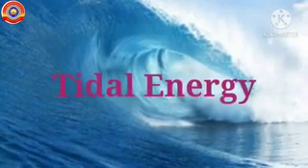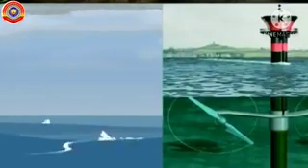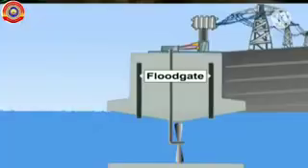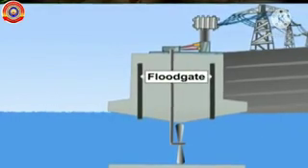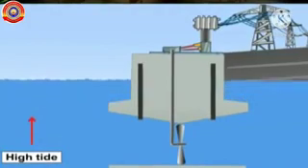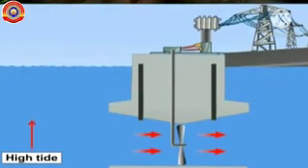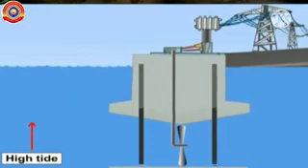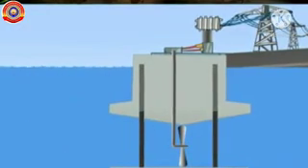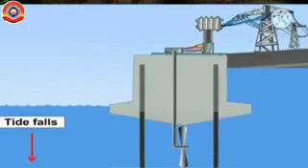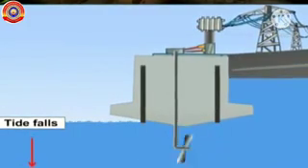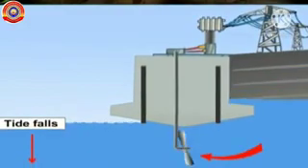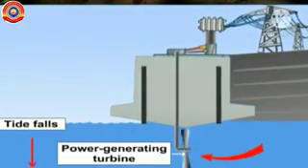Tidal energy. Oceanic tides can be used to generate electricity. Floodgate dams are built across inlets. During high tide, water flows into the inlet and gets trapped when the gate is closed. After the tide falls outside the floodgate, the water retained by the floodgate flows back to the sea via a pipe that carries it through a power generating turbine.